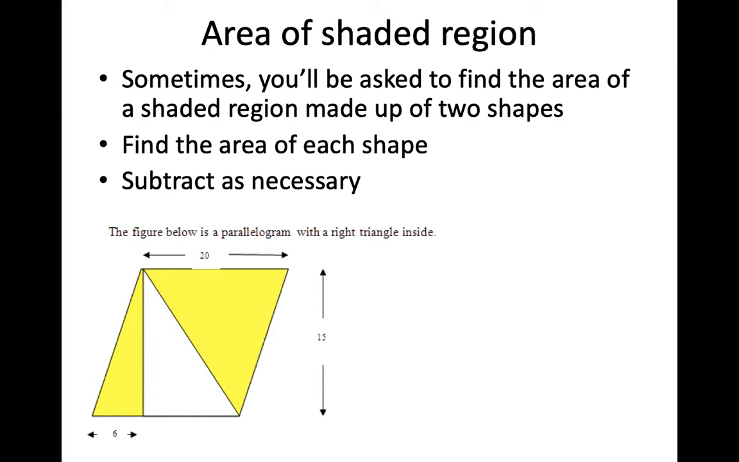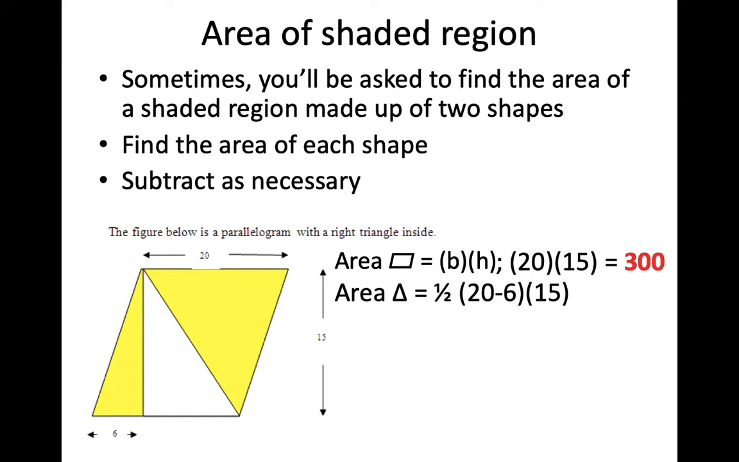So here I have a parallelogram and there's a right triangle that's in white inside. I want to find out the area of this yellow piece, what's left. To do that, I'm going to find the area of the parallelogram, which is base times height. In this case the base is 20 and the height is 15, so that would be 300. I then need to find the area of the triangle, which is 1/2 of my base. The bottom piece is 20, but I'm not taking 6 of it, so it would be 20 minus 6, and the height is the same as the height of the parallelogram, which is 15. So that would be 1/2 of 14 times 15, which is 105.